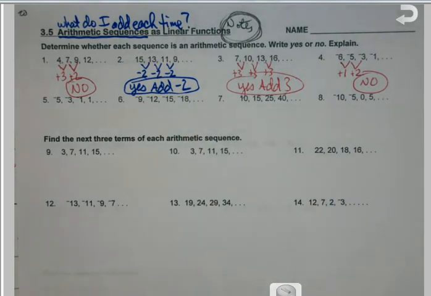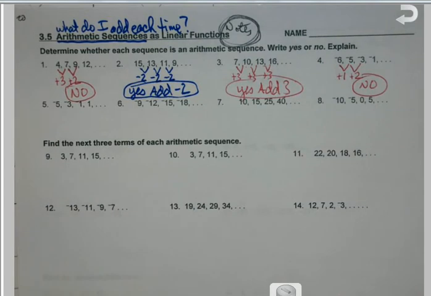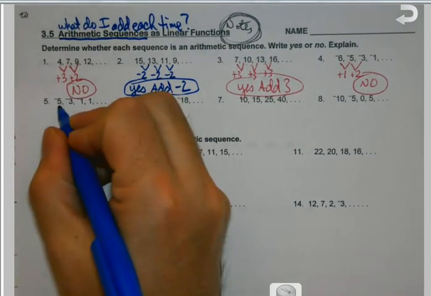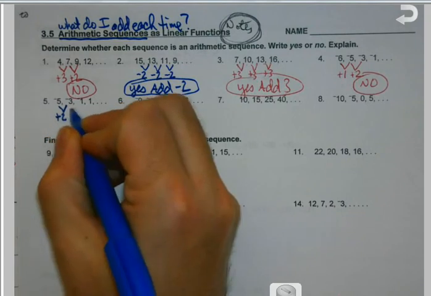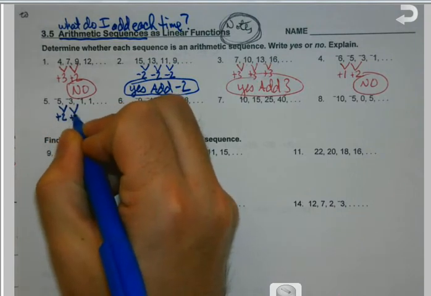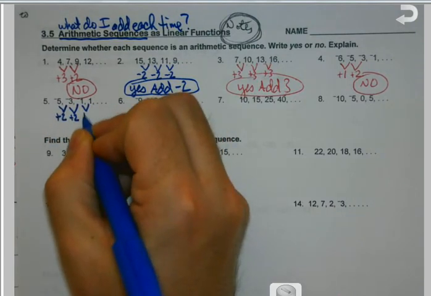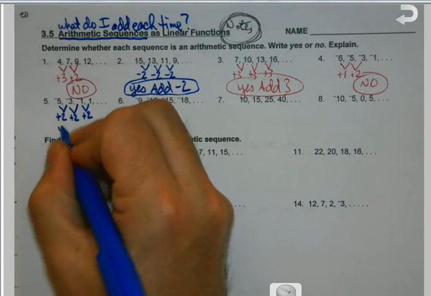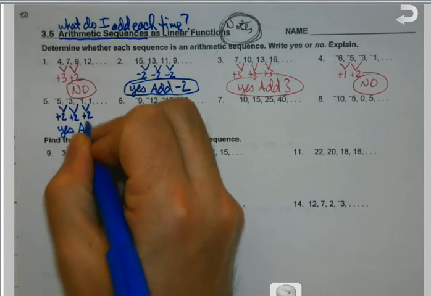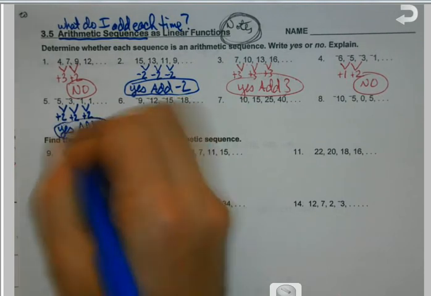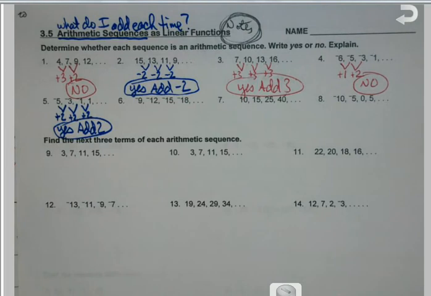Now some of these get a little more interesting. Let's see. What about number 5? That's going to be yeah. Added 2, I think. I'm adding 2 as I go from number to number. So that would be a yes, because I'm adding 2.